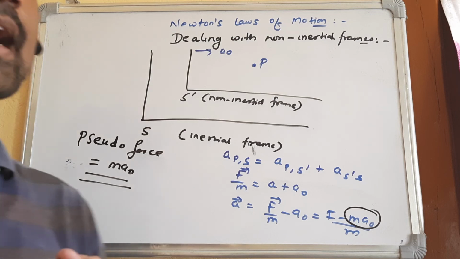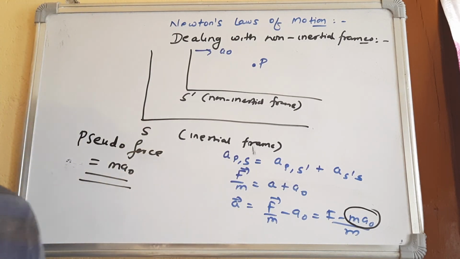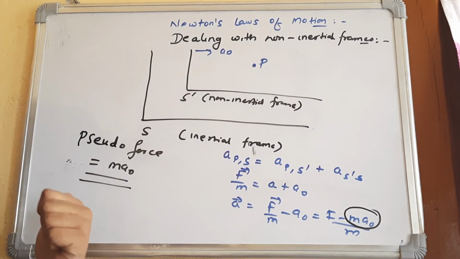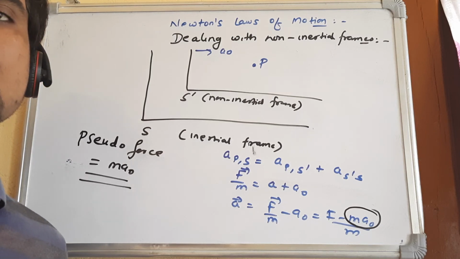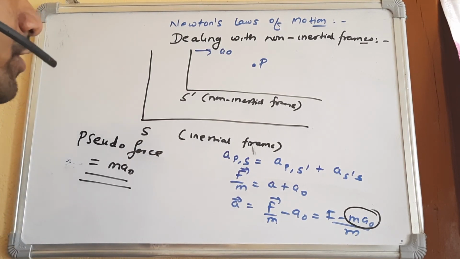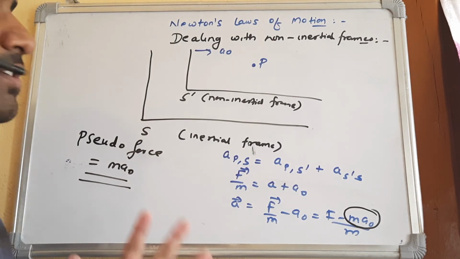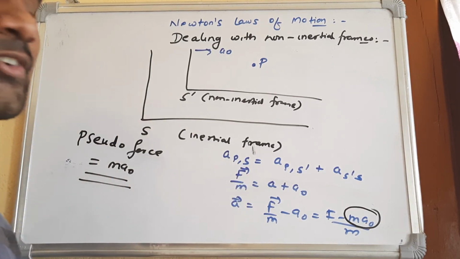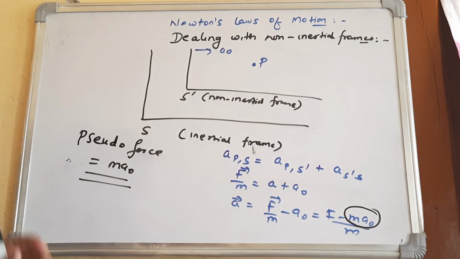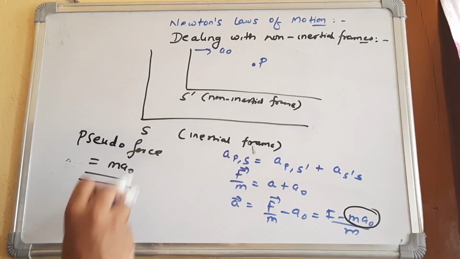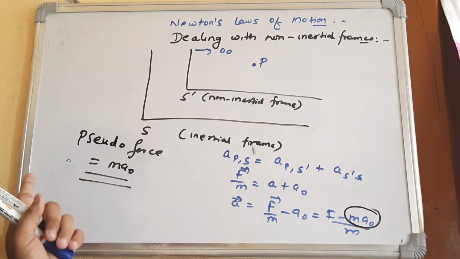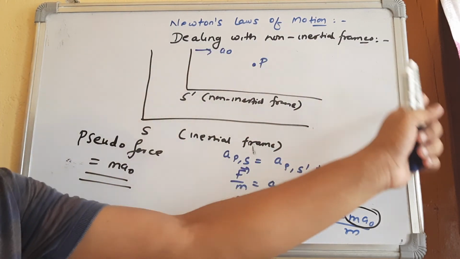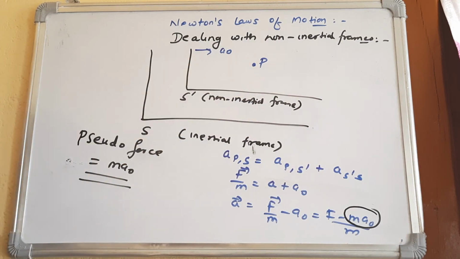So now you understand that to deal with any non-inertial frame, you need to bring an extra force into picture, which is called pseudo force. And after applying this pseudo force, you will be able to apply Newton's first and second law both. The magnitude of pseudo force is the mass of the body which we are considering times the acceleration of the frame, and it exerts in the opposite direction. If a naught is in the positive x direction, the pseudo force is in the negative x direction.